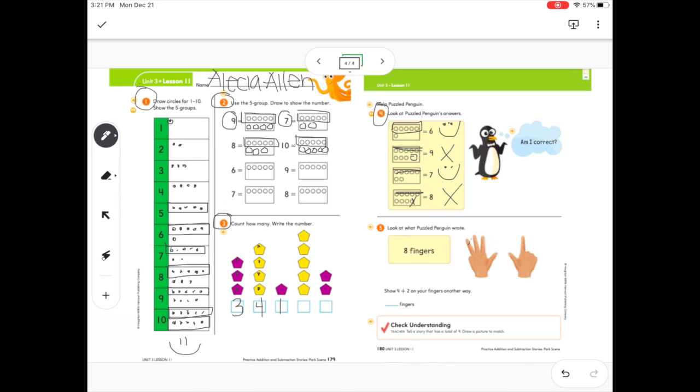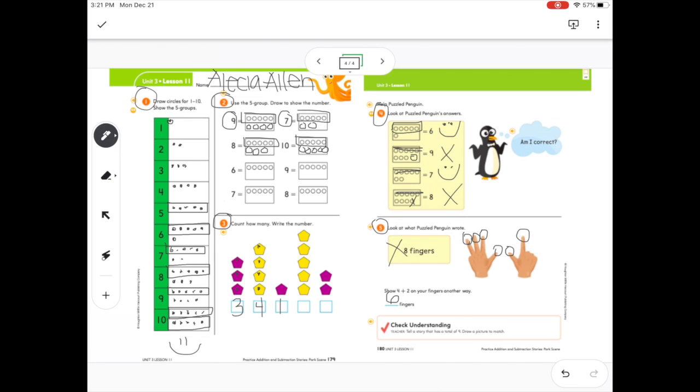It says, look at what Puzzled Penguin wrote. Show 4 plus 2 on your fingers another way. Let's see here. So he has 1, 2, 3, 4, 5, 6 fingers up. Is he right when he wrote 8 fingers? No, silly Puzzled Penguin. He's counting extra fingers. Goofball. Show 4 plus 2. So that actually equals 6 fingers. Make sure you write the number 6 there.